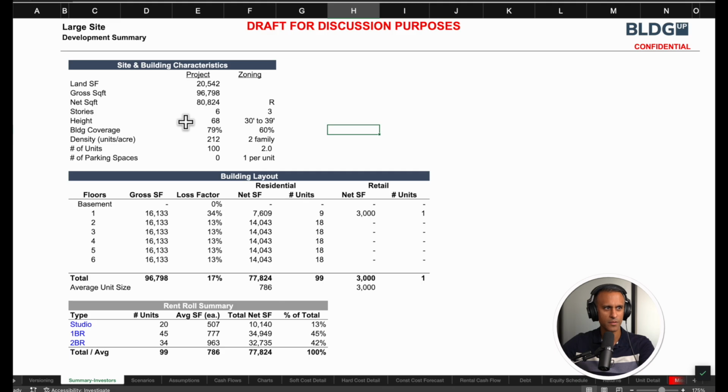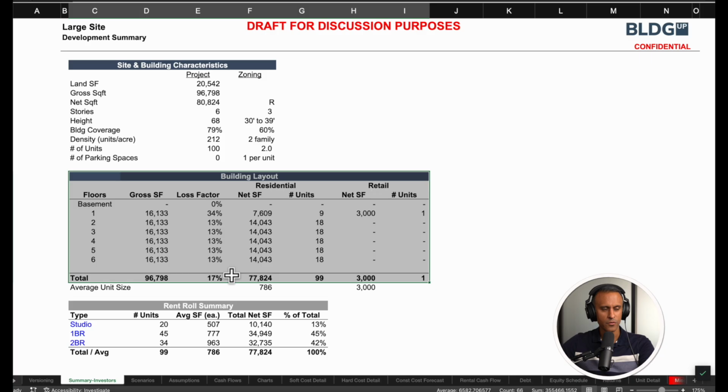So I'll jump into this Excel file that kind of gives you an overview of this building. Like I mentioned before, it's a 20,000 square foot piece of land. The overall gross square footage ends up about 96,000. The net rentable square foot is 80,000. So what's the loss factor?